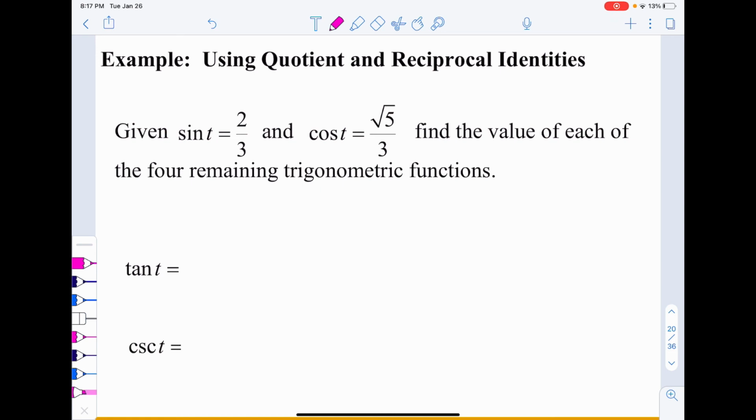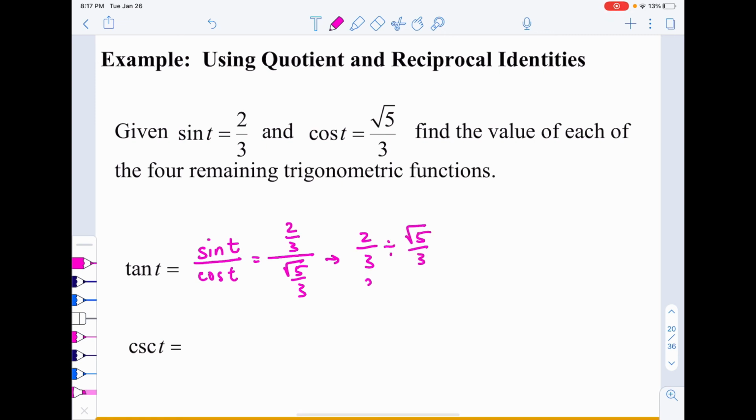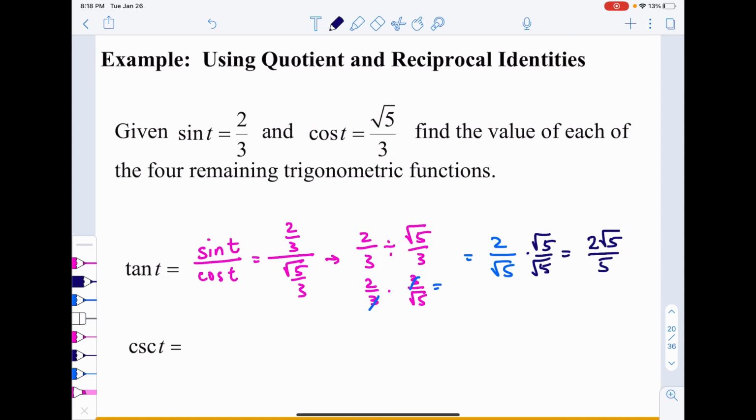So if I have a tangent of t, tangent means I'm taking my sine of t divided by my cosine of t. Well, if my sine is 2/3, I'm dividing that by root 5 over 3. So again, some fraction division. So 2/3 divided by root 5 over 3, which means we have 2/3 multiplied with 3 over root 5. And the more you do this, the easier it gets, right? The 3's cancel. We end up with a 2 over root 5. Rationalize that denominator, root 5 over root 5, which is going to give us a 2 root 5 over 5.